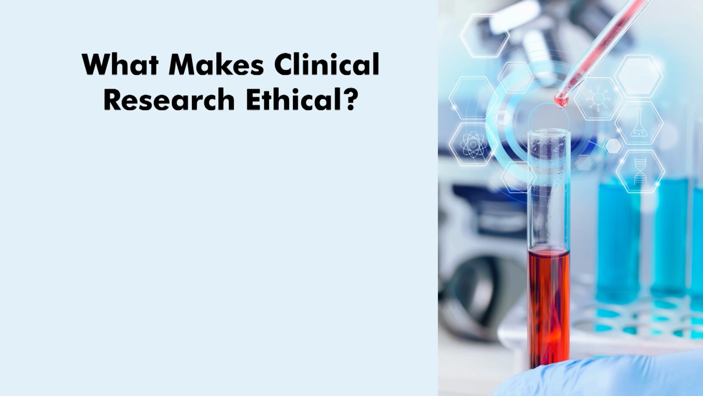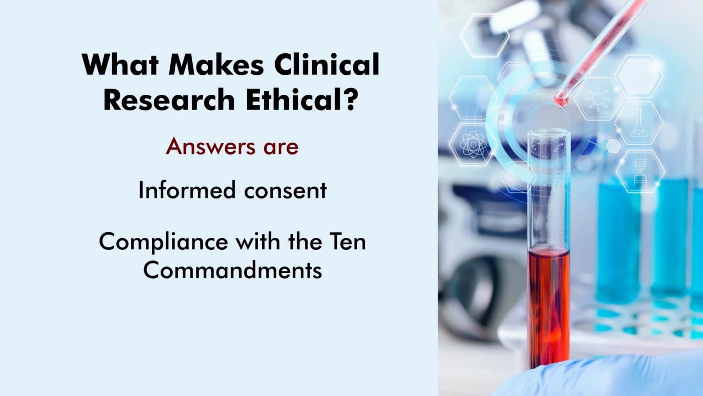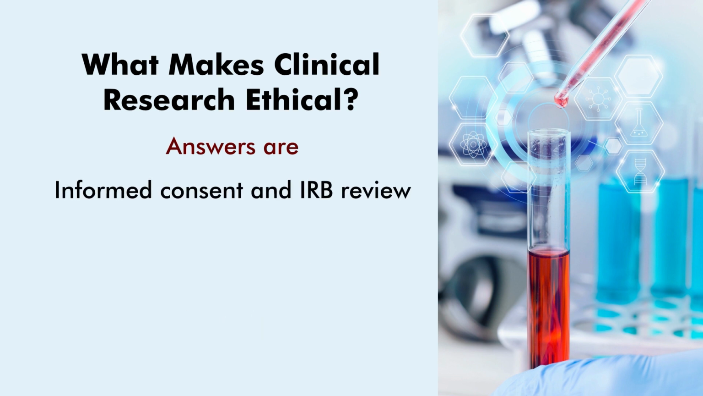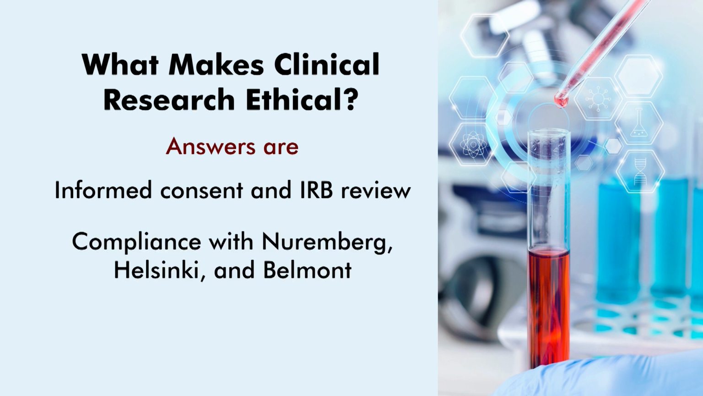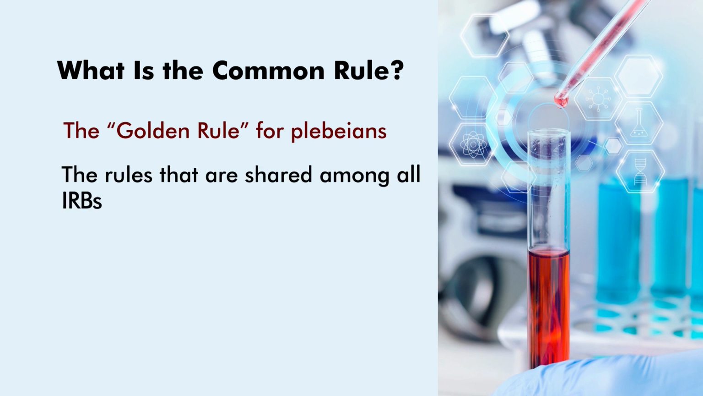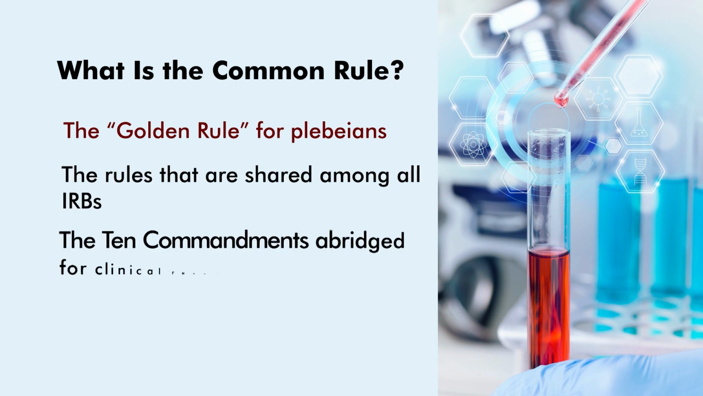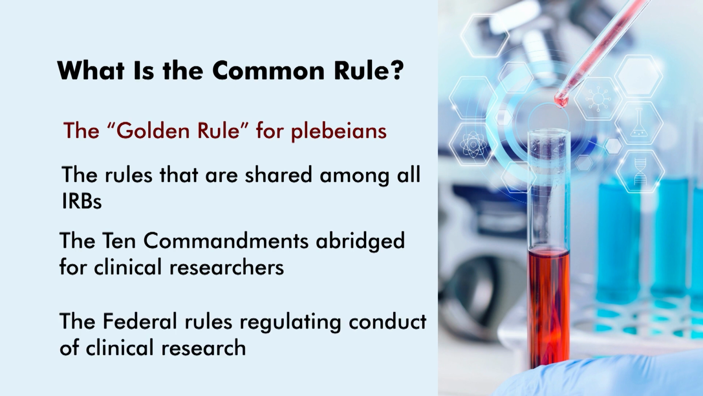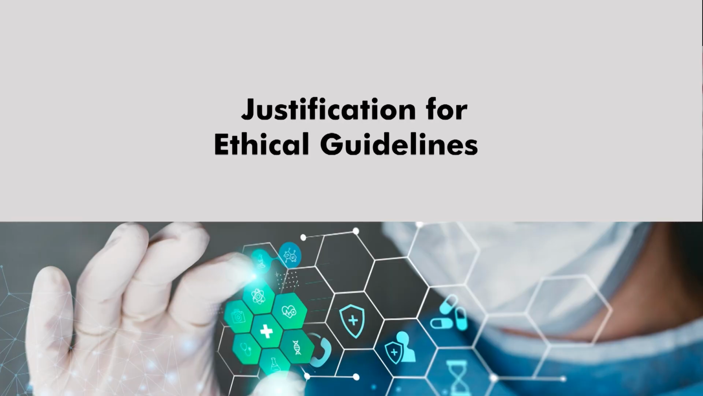The question arises, what makes clinical research ethical? We can answer it in 6 points. First is informed consent, second is IRB review, then compliance with Nuremberg, Helsinki and Belmont, and compliance with 45 CFR 46. What are the common rules? The golden rule, the rules that are shared among all IRBs, the 10 commandments abridged for clinical researchers, and the federal rule regulating conduct of clinical research.